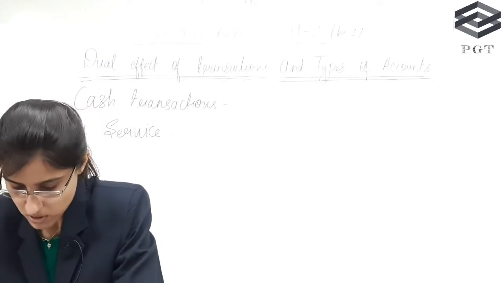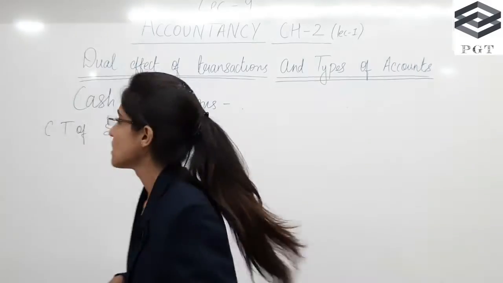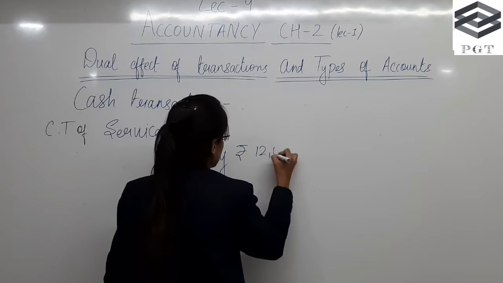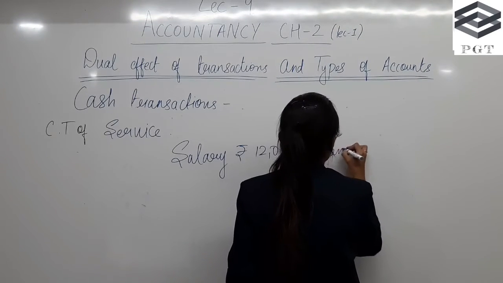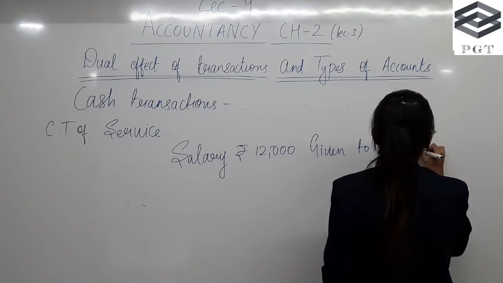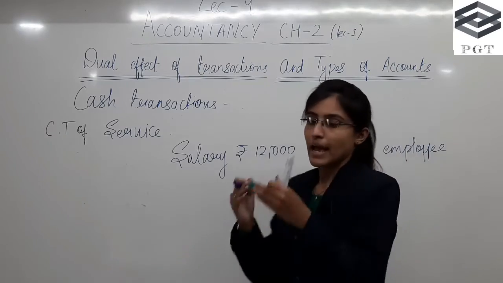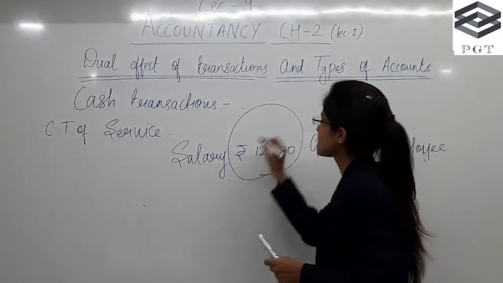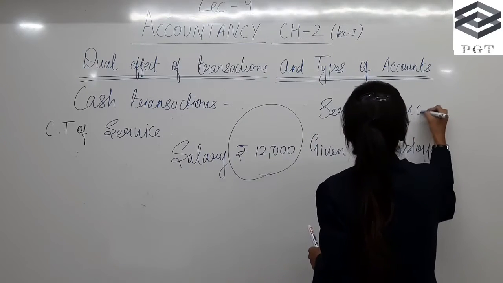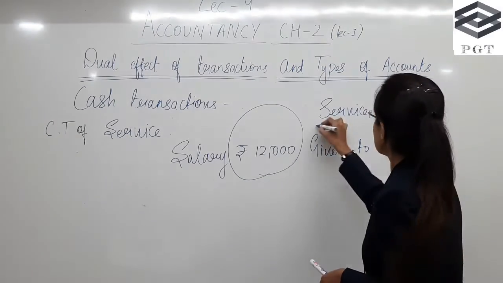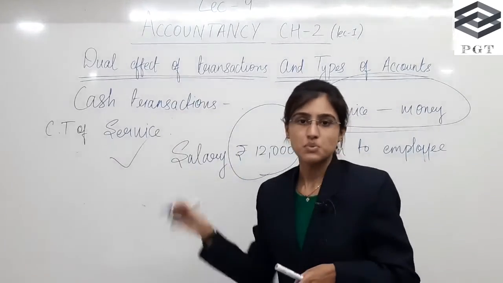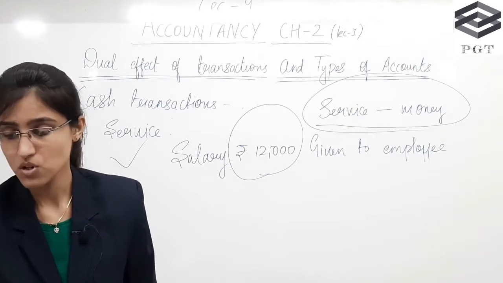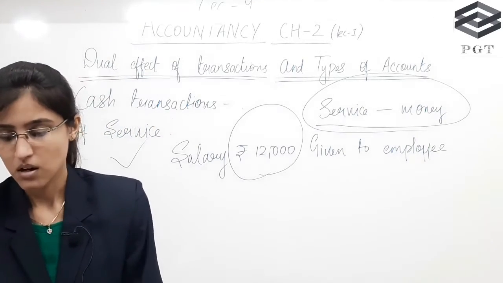Example is given in your textbook, the same that I have given, salary given to an employee. We'll consider this in writing. Salary ₹12,000 given to employee. Employee is giving service. You are giving him salary ₹12,000. You are getting service. You are giving money. So, cash transaction of service. Fine. Then, there are several other examples given in your textbook. You can study them and you can understand them on your own.